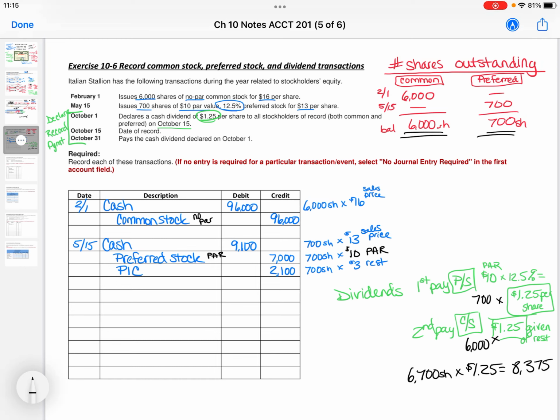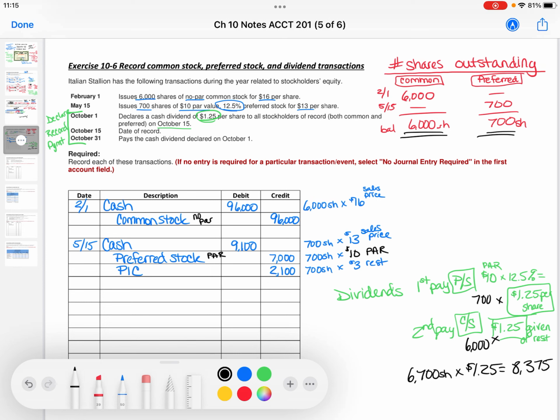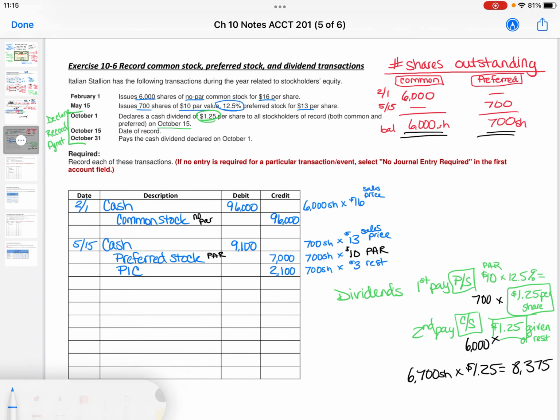Make sure you see where I got my outstanding shares from. This problem is pretty simple. We've only had 2 entries, right? We just sold stock, 1 preferred and 1 common. So pretty easy there. All right, let's put this entry in.